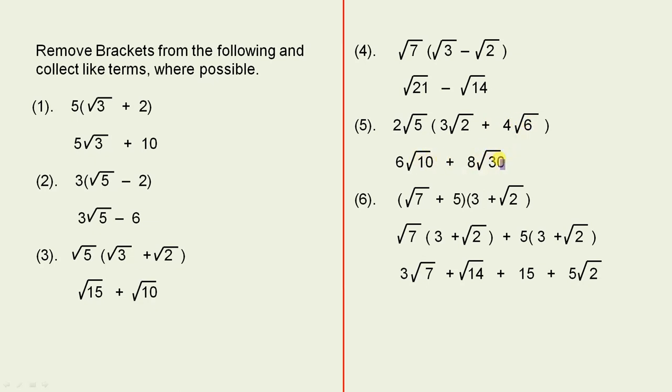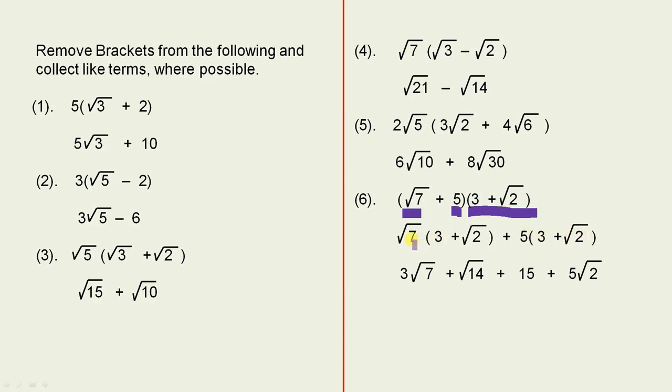So that's the answer. For this one, it's a little bit tricky, but the first thing we do is we take the square root of 7 and we multiply it by those terms. So the square root of 7 outside of 3 plus the square root of 2. Then we take 5 and we do the same thing. So there's the 5, there's the 3 plus the square root of 2.